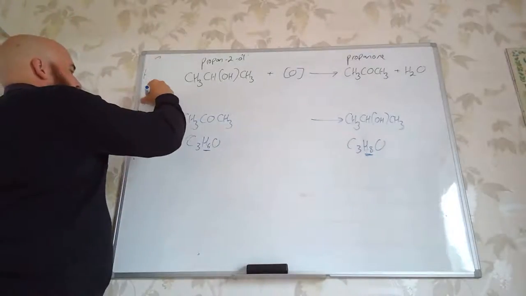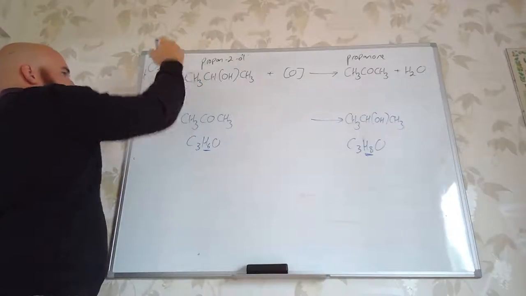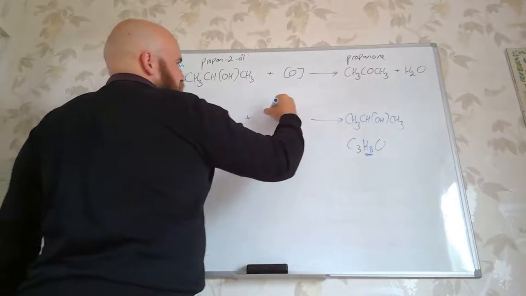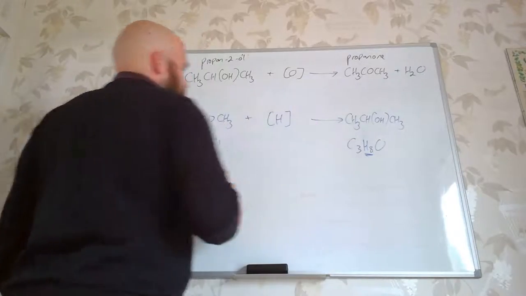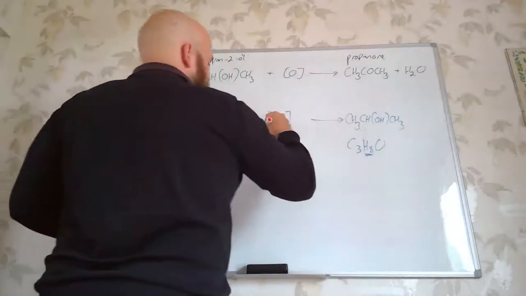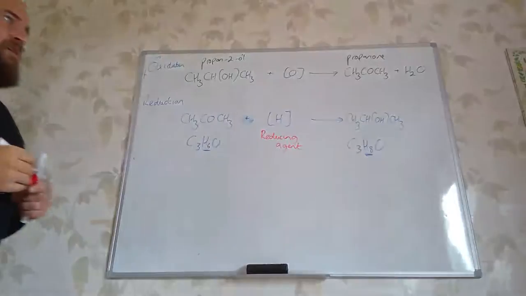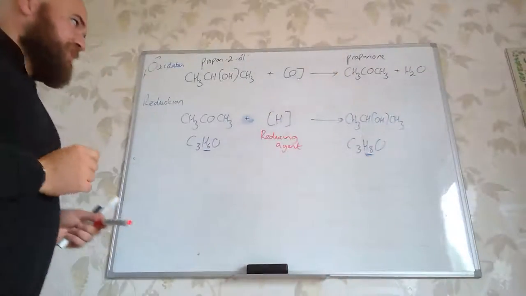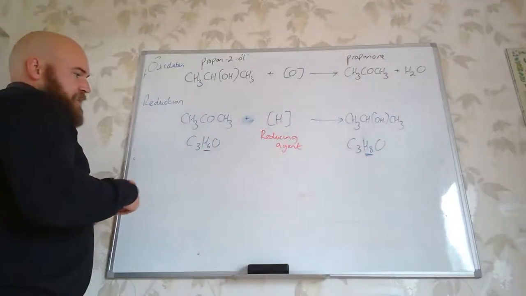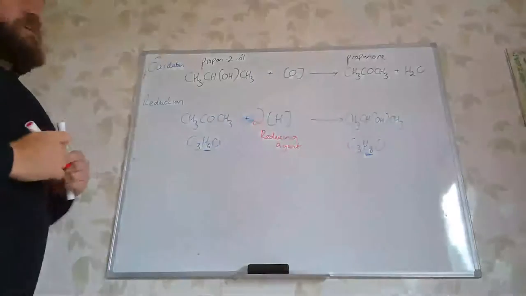So when you're writing reduction equations, this top one's an oxidation. You use O in square brackets to represent your oxidizing agent. When you're writing reduction equations, you use an H in square brackets. So an H in square brackets is a reducing agent. But again, it's not balanced, all right? Because you've already identified that you need to go from 6 hydrogens to 8 hydrogens. So again, make sure it's balanced like so.